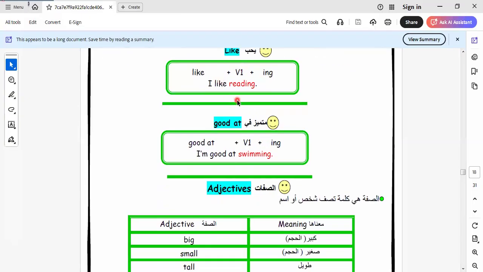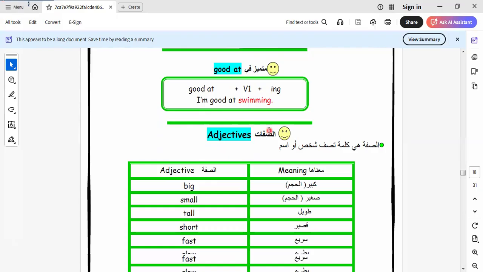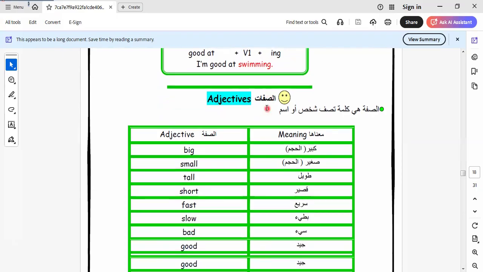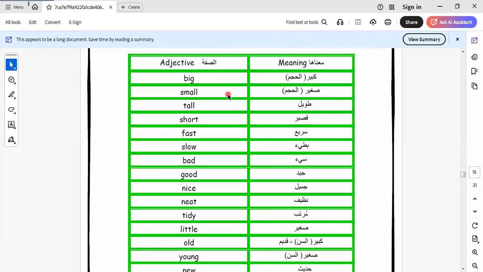In this unit also we learn like and the gerund that follows this verb. We know the verb like, we know the verb enjoy, we know the verb go, and adding ing to the verbs is called the rule of gerund. I like reading. I'm good at swimming. I'm playing football, and so on. This is what we learned during this lesson.